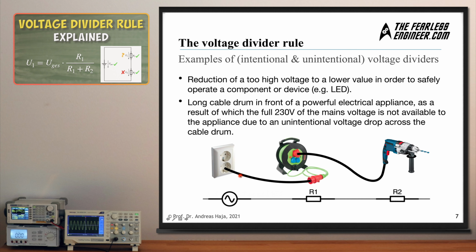And now let's take a look at examples of both intentional and unintentional voltage dividers. Firstly, let's talk about something where we want to construct a voltage divider. Let's imagine a situation where we want to power an LED with a sufficient amount of voltage, but where we want to limit the current flow through the LED by carefully controlling the voltage in a way that within the nonlinear characteristic curve of the LED, we do not exceed a certain safety threshold.